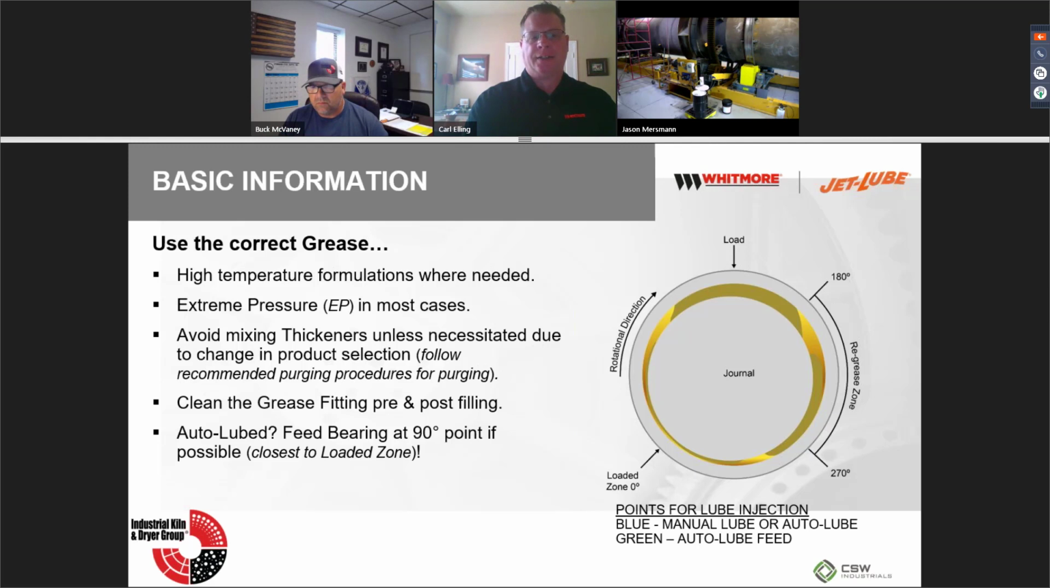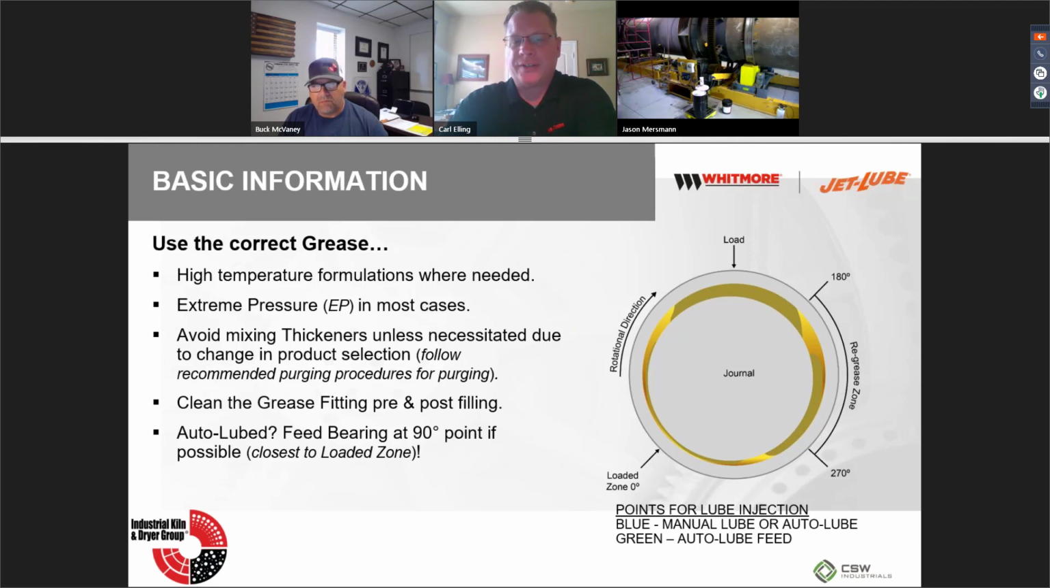So you don't have mixing of different greases, you can avoid that. And then, as your system auto lubes, keep the grease point at 90 degrees, closest to the loaded zone. I wanted to put this picture on here as part of the diagram. This re-grease zone here, the 180 to 270 degrees, your grease point at the 270 mark, because of the rotation of this particular one, that's where you want to apply your grease. That's the key thing here. It's not at the very top. It's not at the sides, but this is if you can, it depends on the unit as well.